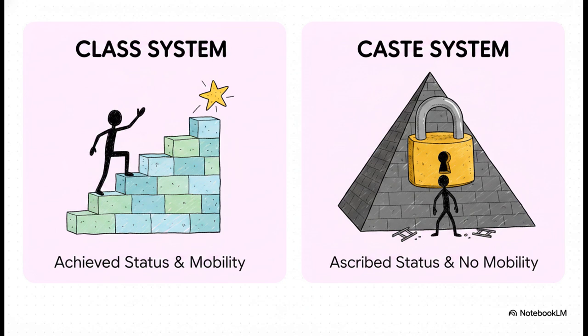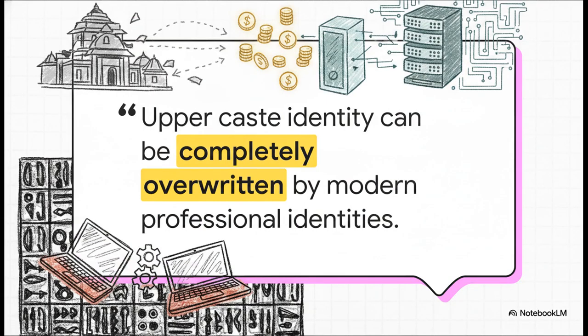And here's the kicker. A fluid class system calcifies into a rigid caste system when the elite at the top decide to permanently close their ranks to protect their accumulated privilege. To really wrap our heads around how this closure happens in our modern world, listen to this quote from sociologist Satish Deshpande. He notes, upper caste identity is such that it can be completely overwritten by modern professional identities of choice, whereas lower caste identity is so indelibly engraved that it overwrites all other identities.